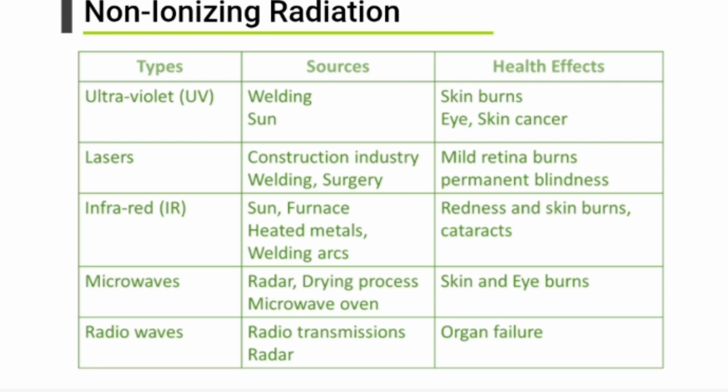Infrared radiation, arising from the sun, furnaces, heated metals, and welding arcs, can result in skin redness, burns, and cataracts. Microwaves, produced by radar, drying processes, and microwave ovens, have the potential to cause skin and eye burns. Radio waves, generated in radio transmission and radar operations, may contribute to organ failure. Understanding these sources and their corresponding health effects is crucial for implementing effective protective measures in various occupational settings.